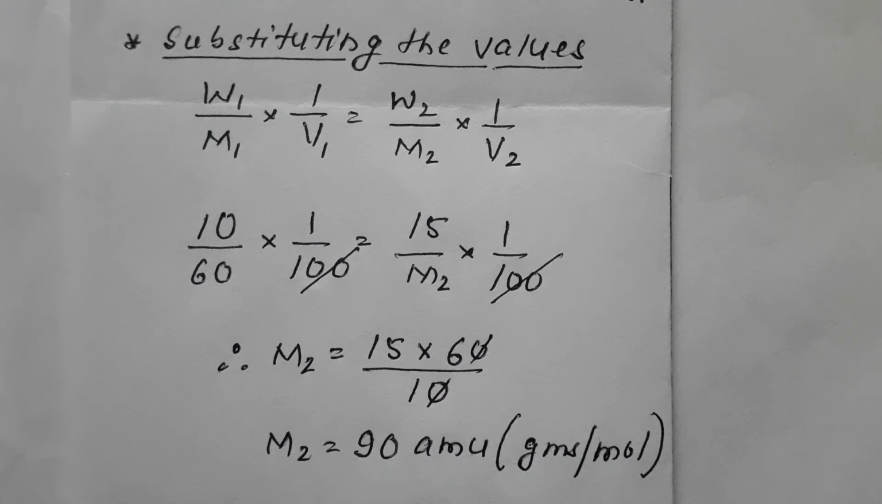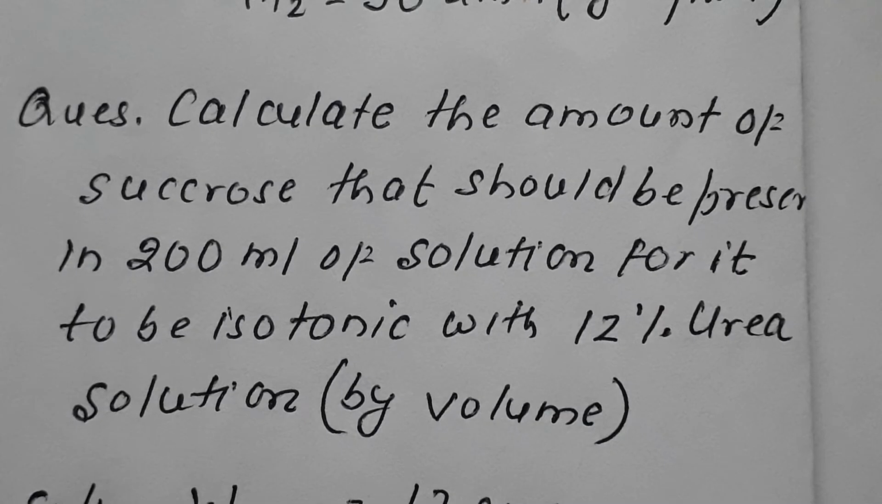So what is M2? It is the molecular weight of the unknown solute, which is coming to be 90 AMU. Very, very important: whenever you express the answers, the unit is very, very important. Please ensure that you always write the correct unit. If you are missing the unit, you are missing the marks. So M2, which is the molecular weight of the unknown solute, is 90 AMU or grams per mole.